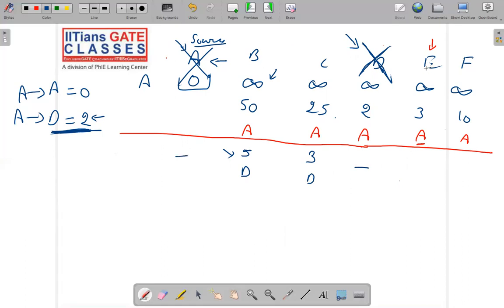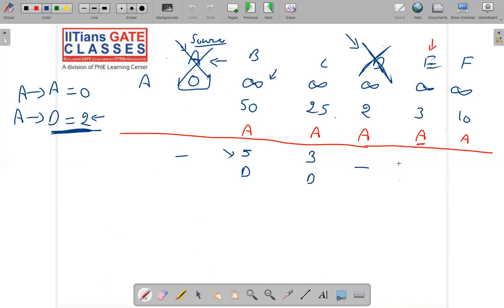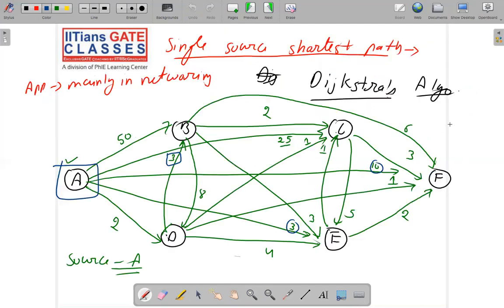From A to E, can we have a better path with smaller edge weights? Right now it's 3. From D to E, it's taking 4, so the total is 6. So we don't have a better path. Let's repeat the same here. From A to F, it's 10. From D to F, it's 1, so in total, 2 and 1, it's 3.